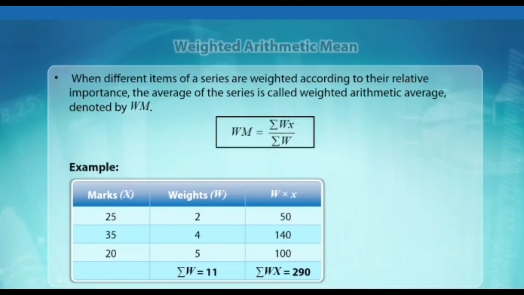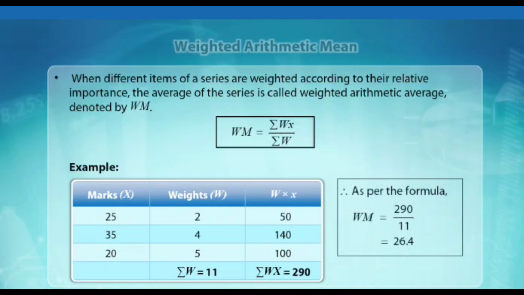So there are marks given, weights are also given. We multiply X into W and get Wx. When we total Wx, we get sigma Wx. When we total W, we get sigma W. We put the values in the given formula, where arithmetic mean is equal to sigma Wx by sigma W. So 290 by 11. As per the formula, weighted arithmetic mean is 26.4.